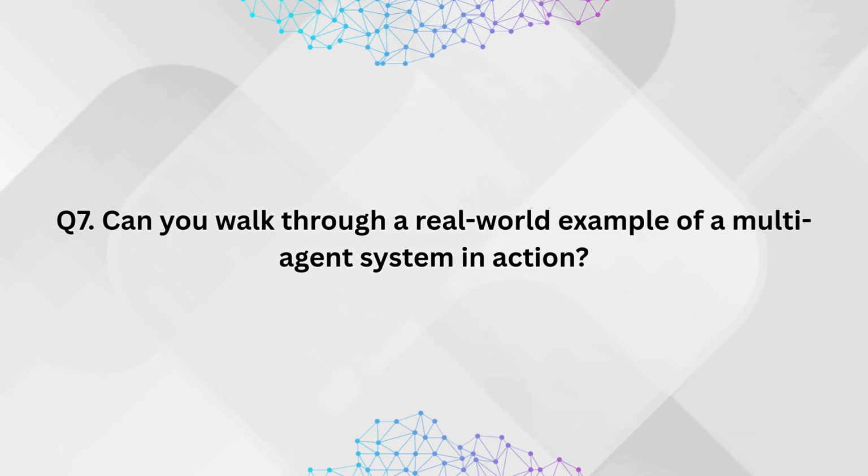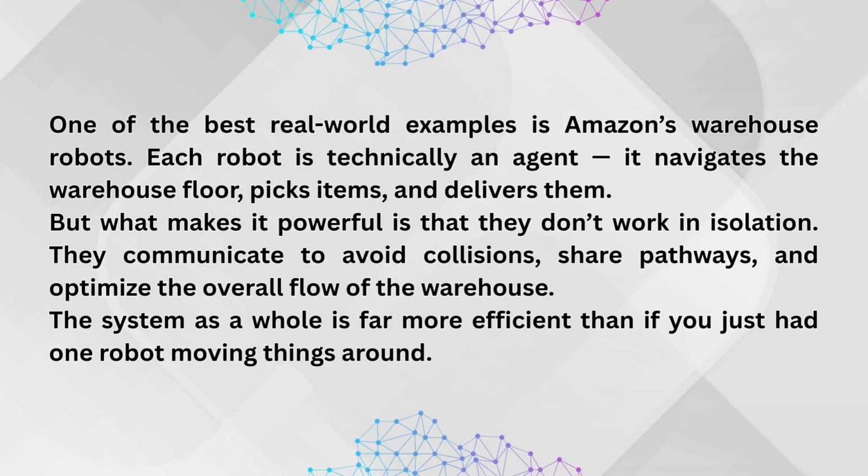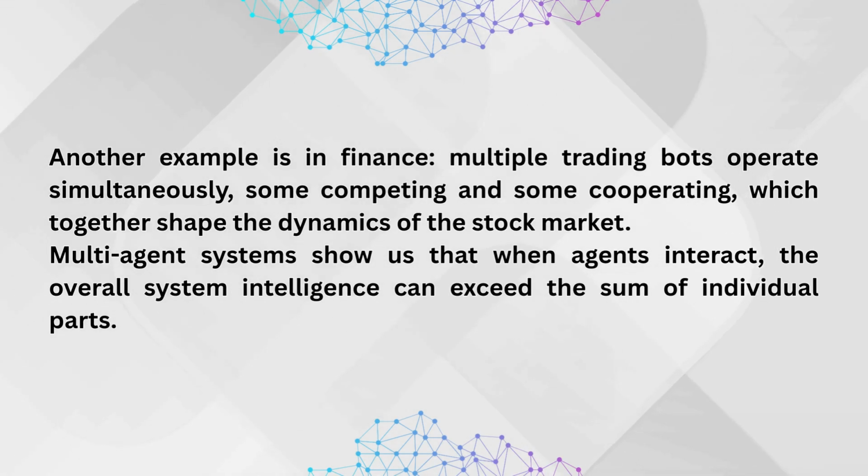Can you walk through a real-world example of a multi-agent system in action? One of the best real-world examples is Amazon's warehouse robots. Each robot is technically an agent. It navigates the warehouse floor, picks items, and delivers them. But what makes it powerful is that they don't work in isolation. They communicate to avoid collisions, share pathways, and optimize the overall flow of the warehouse. The system as a whole is far more efficient than if you just had one robot moving things around.